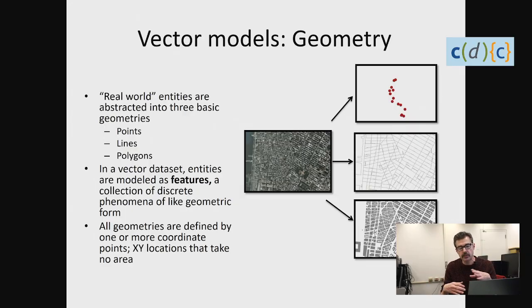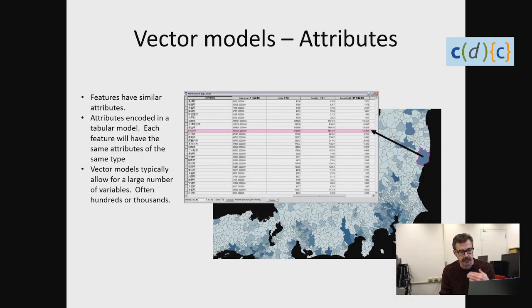And we don't tend to mix and match these geographies in the same data set, right? So all of the features in a vector data set will have the same geometry, and they also have the same attributes. And in vector data sets, the attributes are typically stored in a two-dimensional table, right? Where they all have the same columns, which are the type of attribute, and each feature will have a row in this table.